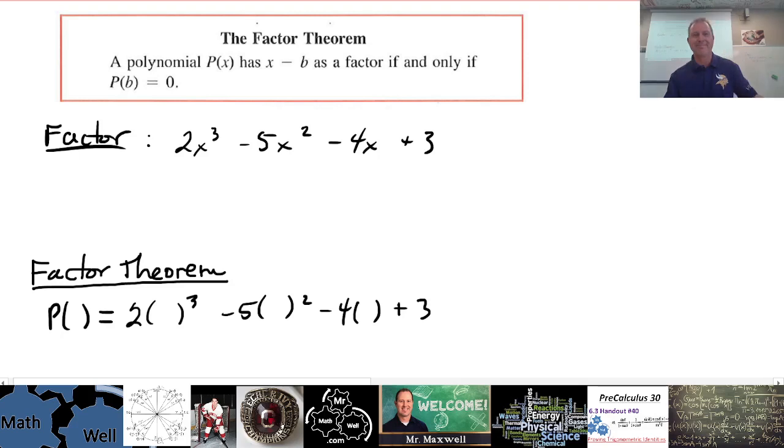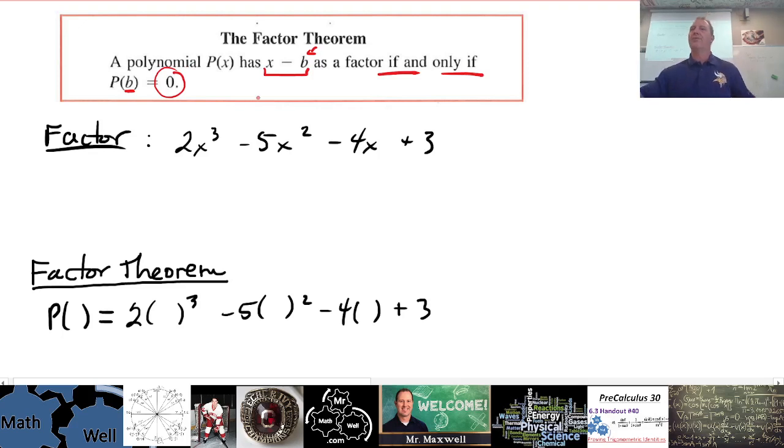Okay, moving on. Factor theorem. So again, pre-calculus 30. Factor theorem. If we have a polynomial, the factor theorem says that we do have a binomial factor of x minus some value b if and only if, when you plug this b value into the polynomial, the result is 0. That's the factor theorem.